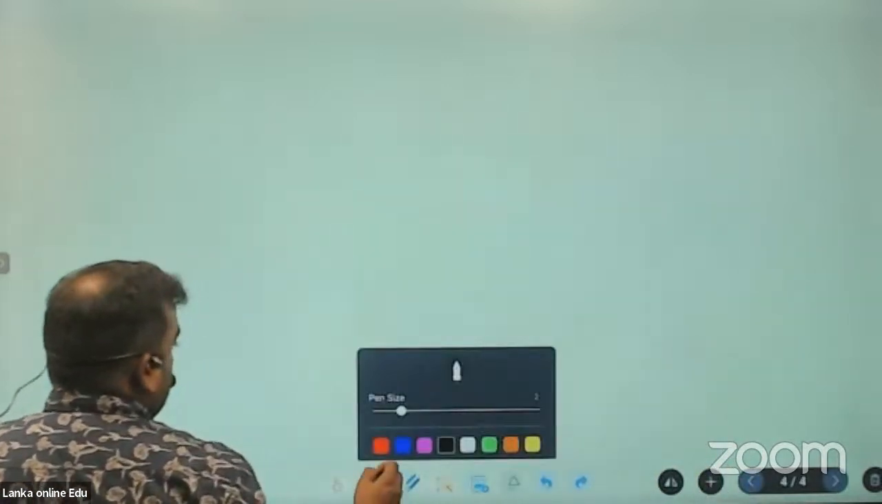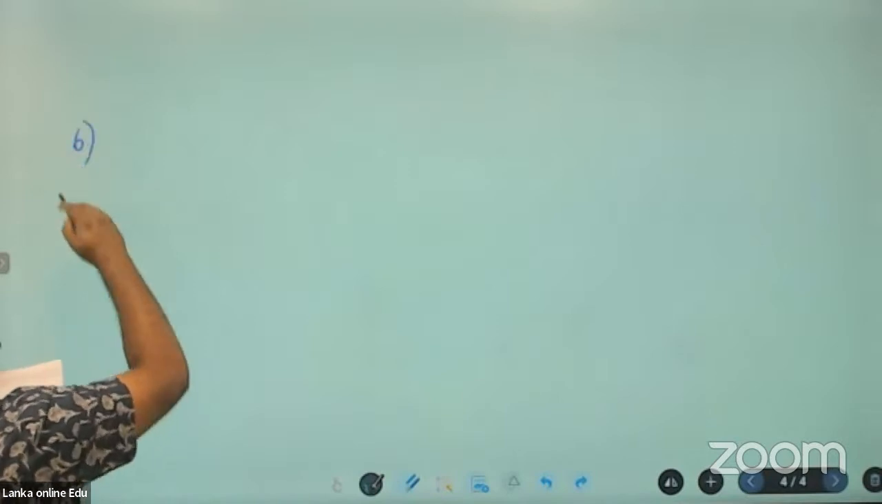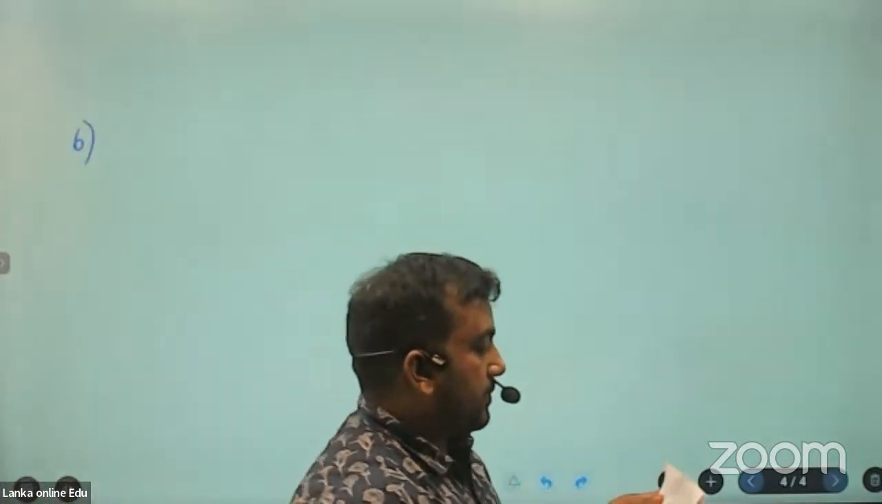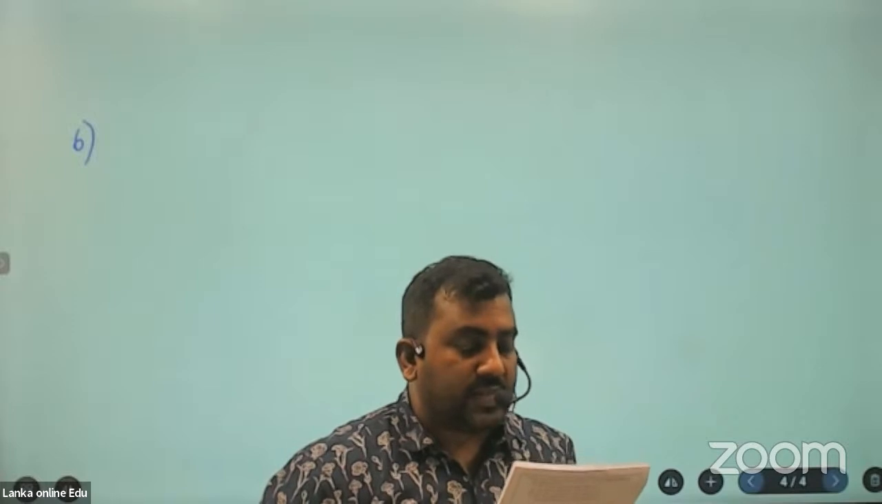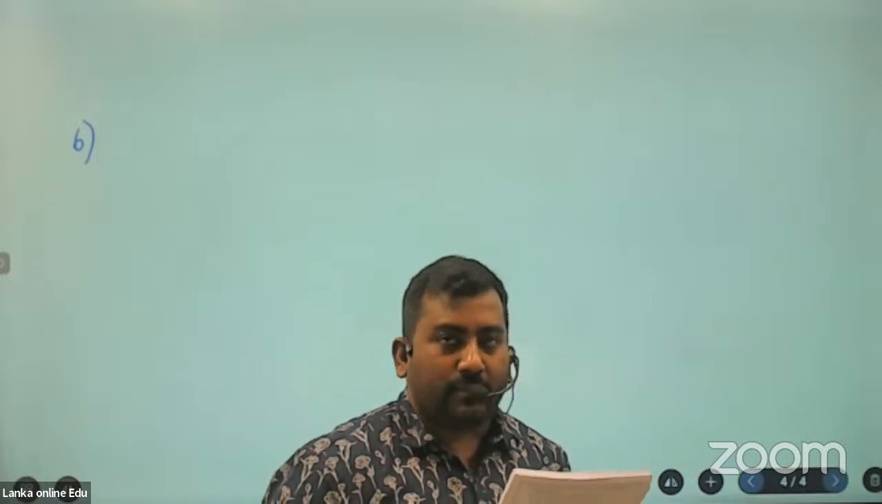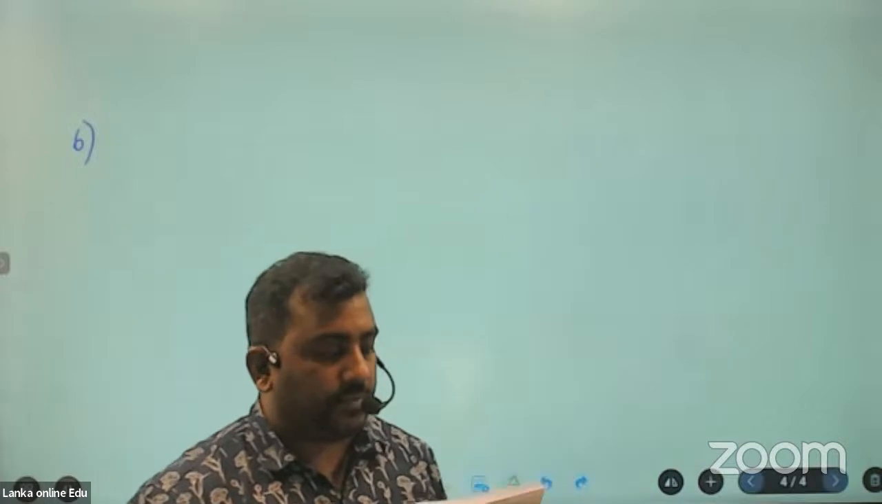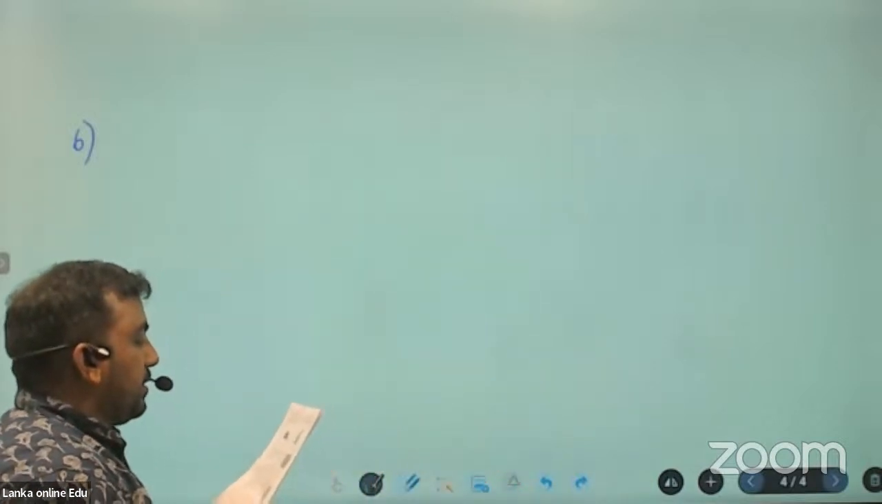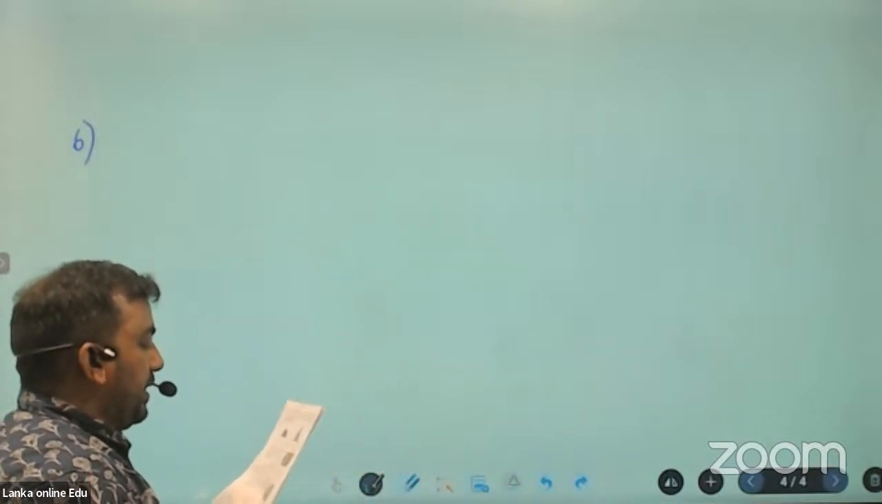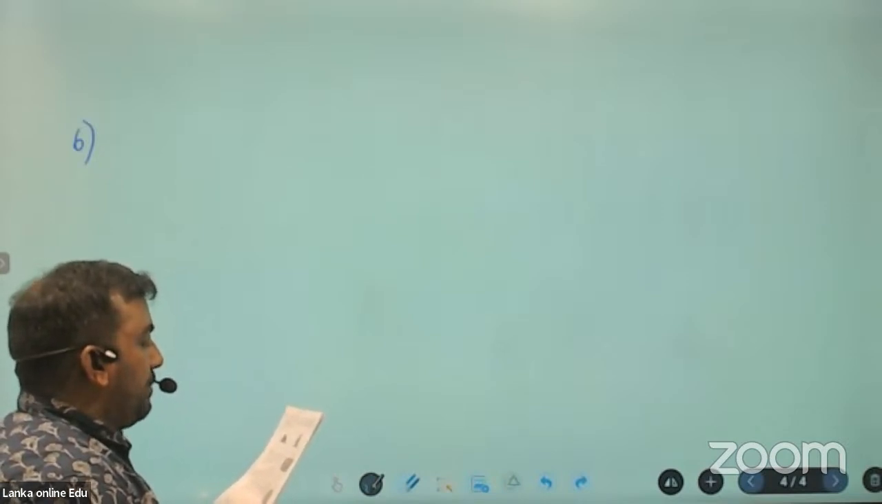Question number 6. A force F acts on two masses A and B kept on a smooth horizontal plane. When B is kept on A, both move with the same acceleration without slipping on each other. They're not saying anything about friction between them, which means there is no slip between them. What's the ratio of the force on A by B in the first instant to the force on A by B in the second instant?